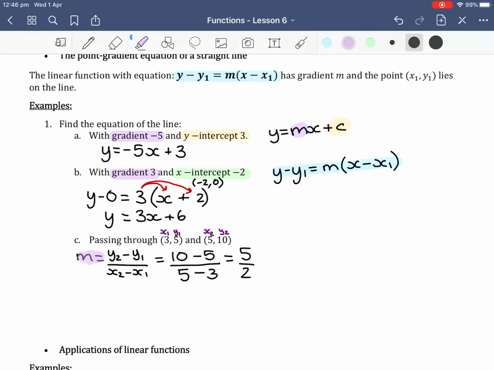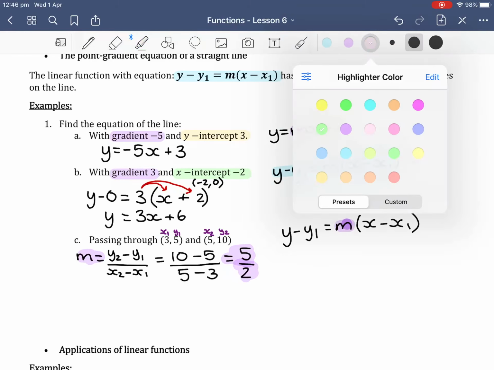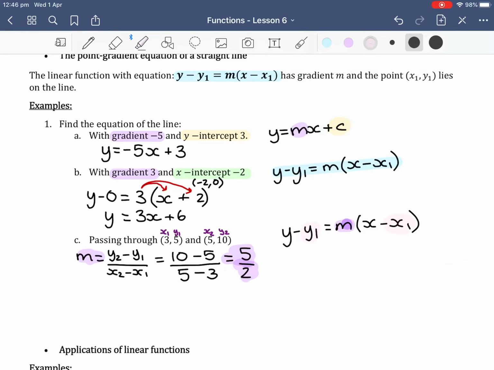So that means our gradient is going to be 5 over 2. And we're going to leave it like that. Leave it as a fraction. So now we know a gradient and we know 2 points. So for us to use our formula y minus y1 equals m bracket x minus x1, we have our gradient, but we need to work out what point we are going to use for y1 and x1. Well, over here we stated that y1 and x1 was the point 3, 5. So let's substitute that and our gradient into our formula.